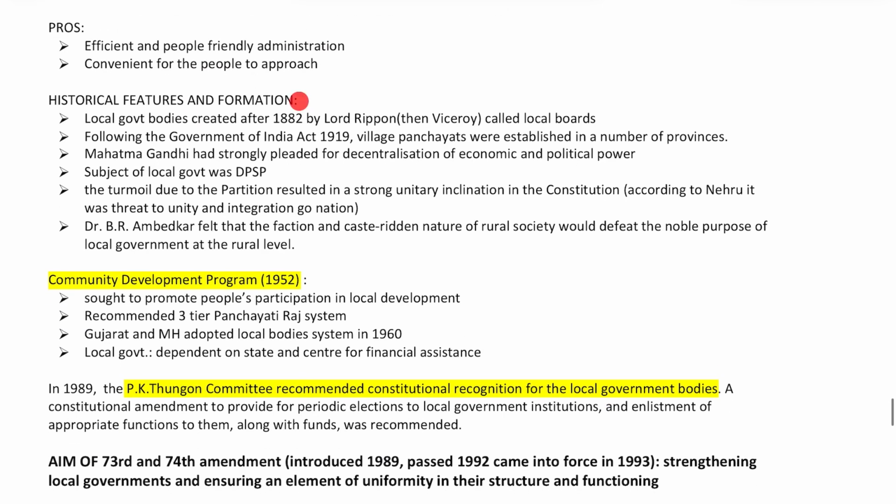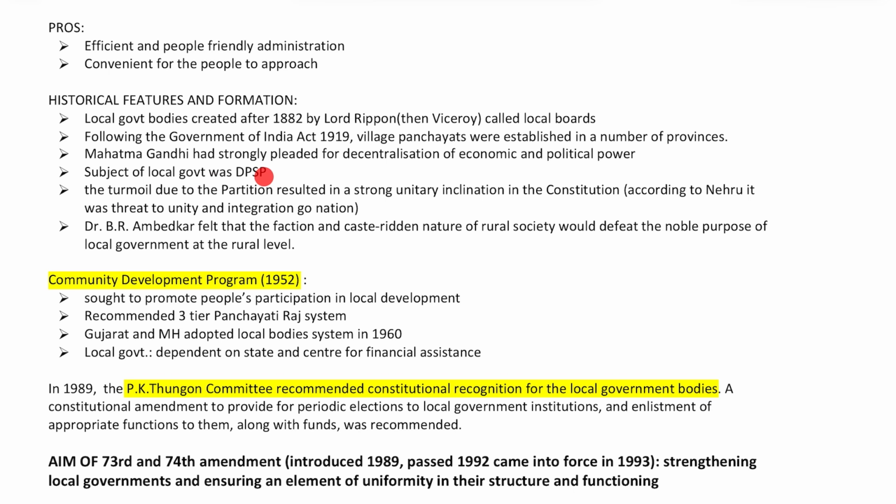Local bodies were created after 1882 by Lord Ripon, the then Viceroy, called local boards. Lord Ripon is also instrumental, and he is said to be the father of local self-government. Following the Government of India Act 1919, village panchayats were established in a number of provinces. Mahatma Gandhi had strongly pleaded for the decentralization of economic and political power. The subject of local government was a DPSP, and this DPSP is basically called a Gandhian principle of DPSP.